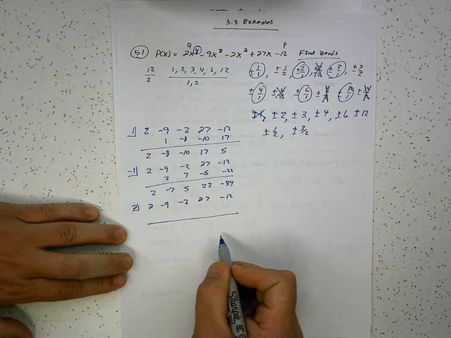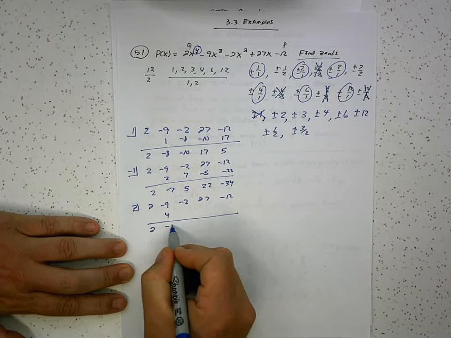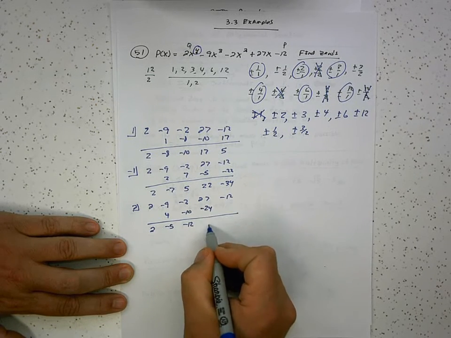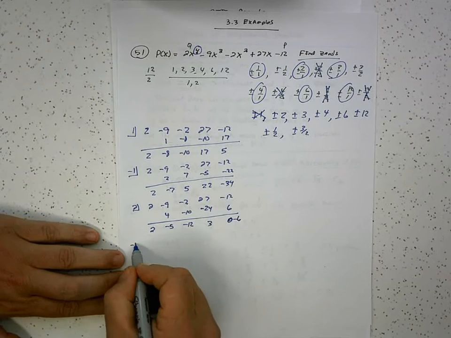I know you guys in the video are watching this going, oh my gosh, this is going to just be terrible. 2 times 2 is 4, negative 5, negative 10, negative 12, negative 24, 3, and 6. That didn't work. Oops, that didn't work. So now I'm going to try negative 2.